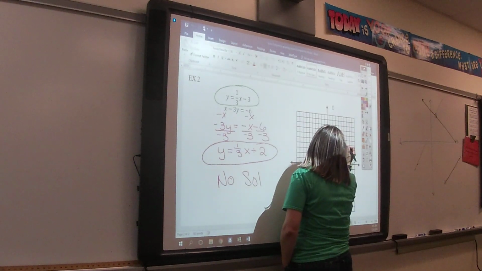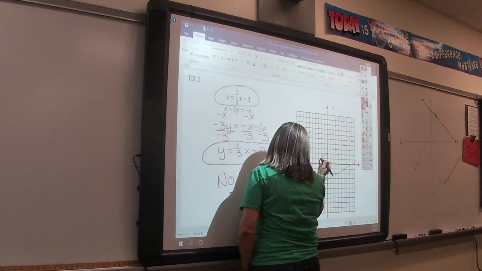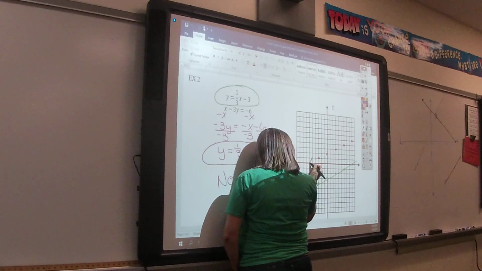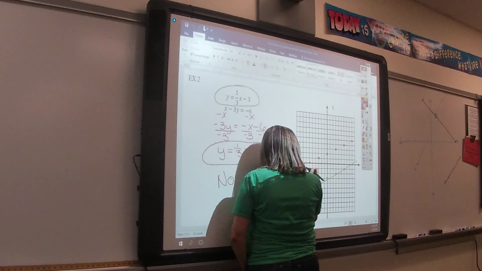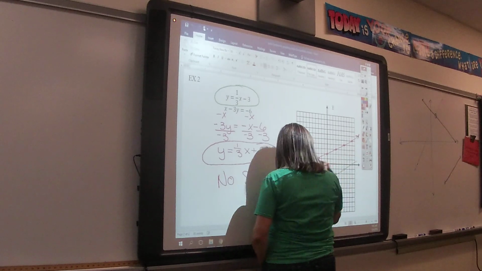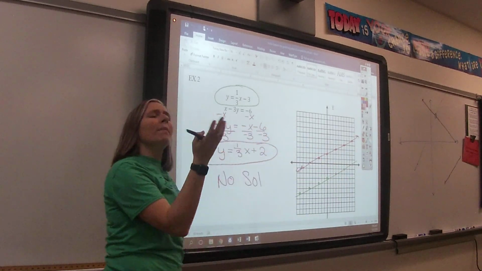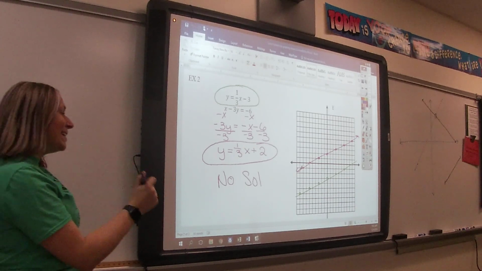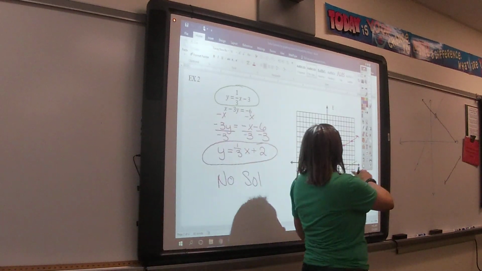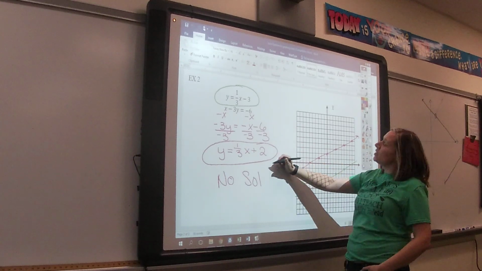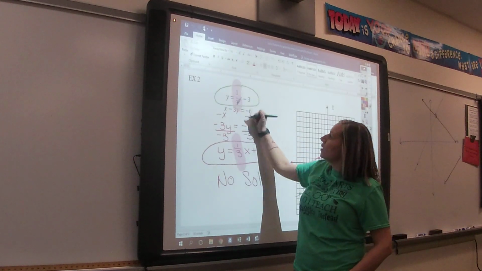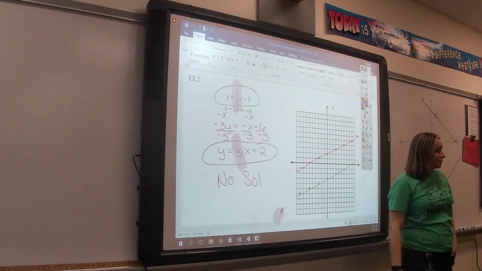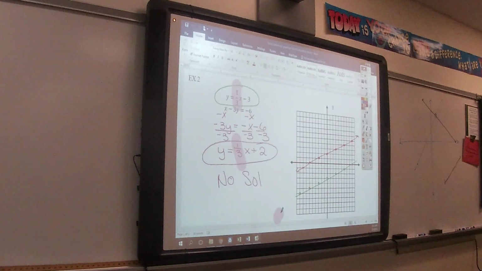If I keep going up 1 over 3, am I ever going to run into that other line? No. Any reason in particular that makes them not ever cross? They're parallel. What makes them parallel? The same slope. So lines that have the same slope are parallel and they will never intersect. Lines that do not have the same slope will always intersect.